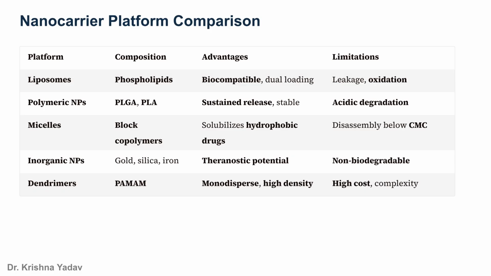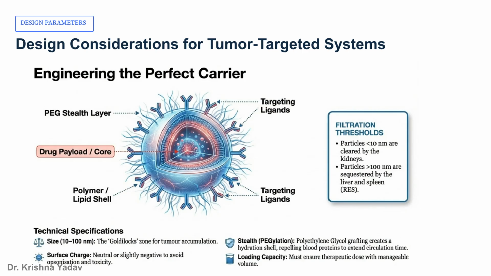Comparing platforms. Liposomes are biocompatible but prone to leakage. Polymeric NPs offer sustained release but can suffer from acidic degradation. Micelles solubilize hydrophobic drugs but may disassemble. Inorganic NPs offer theranostic potential but may not be biodegradable. Designing tumor-targeted systems involves critical considerations to ensure efficacy and safety.